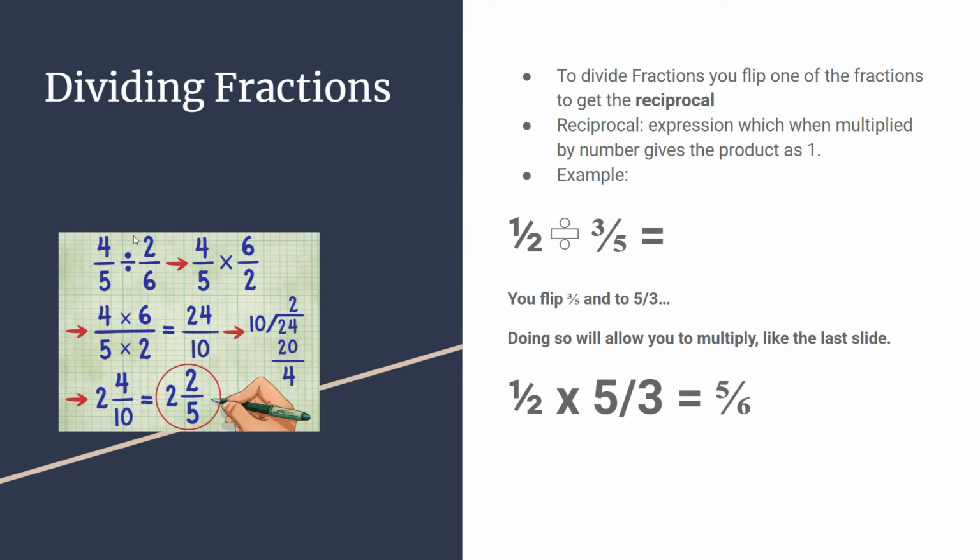Also, some examples here. Flipping 6. Yep. So you get 24/10. And after you get 24/10, you can divide, and you can put it as a mixed number here.